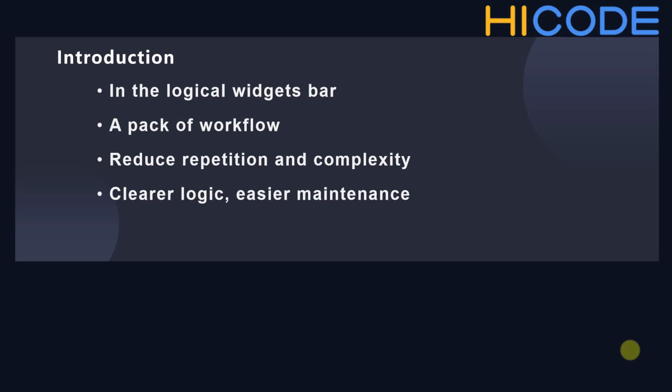you can find Actions Group widget on the right side in your editor in the Logical Widgets bar. An Actions Group is a pack of workflow containing multiple groups of target and action. We pack up events in an Actions Group so that when we need them, we'll only need to call the Actions Group. In this way, we reduce repetition and the complexity of the project. It makes the project logic easier to follow and also makes the project easier to maintain.